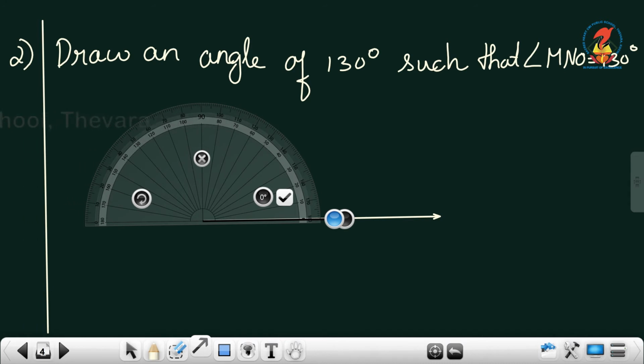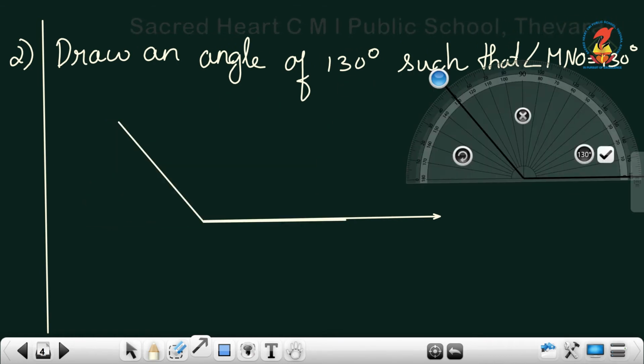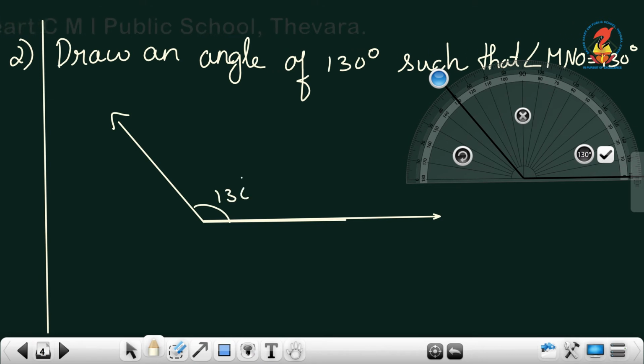Now I can see my ray is going to that direction. So I have to take the inner scale starting from this 0. How much? 130 degree. Inner scale, where are you getting 130 degree? It is over here. See? And as you all know, 130 degree is an obtuse angle. So the mouth should be wide open. Now see, I got 130 degree. Immediately I have to put an arrow right here, 130 degree, and they have already given you the letters M, N, O.